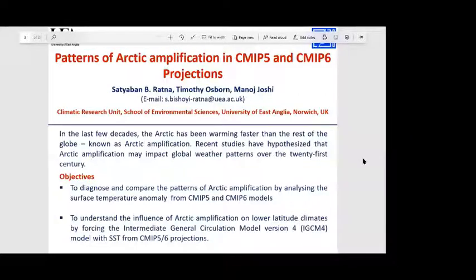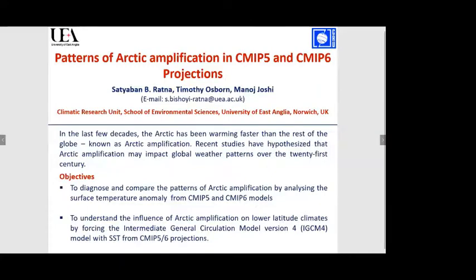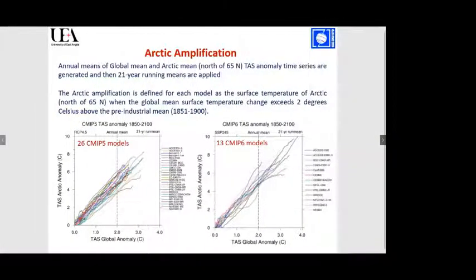So our objective in the study is to diagnose and compare the pattern of Arctic amplification by analyzing the surface temperature anomaly from CMIP5 and CMIP6 models. Another objective is to understand the influence of Arctic amplification on lower latitude climates by forcing the SST from CMIP5 and CMIP6 projections in an intermediate general circulation model, which is known as the IGCM4.